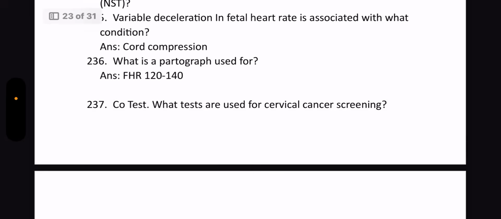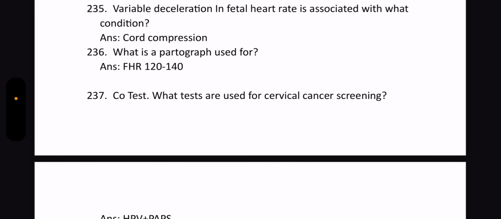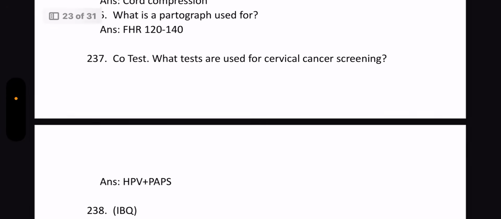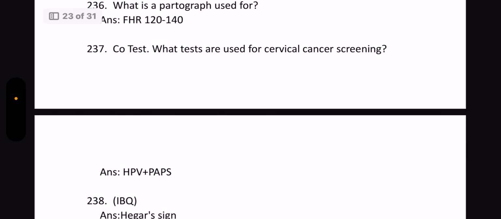Next, investigation of choice regarding non-stress test. Doubtful question, please do mention about it. Next, variable deceleration in fetal heart rate is associated with which condition? Answer: cord compression. What is partograph used for? Answer: fetal heart rate of 120 to 140 can be seen. Normal partograph.